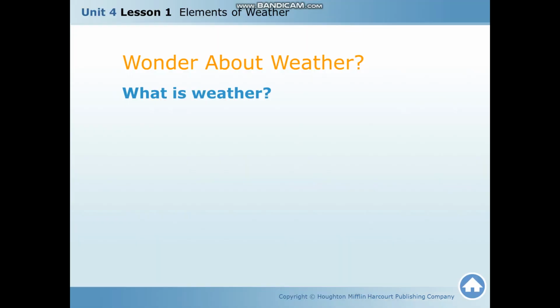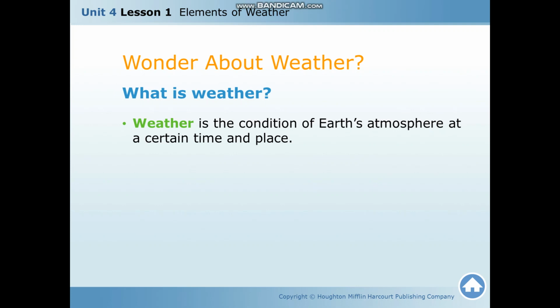So, what is weather? Do you still recall your lessons before? Okay, so weather is the condition of the Earth's atmosphere at a certain time and place. It's the day to day condition of the atmosphere.